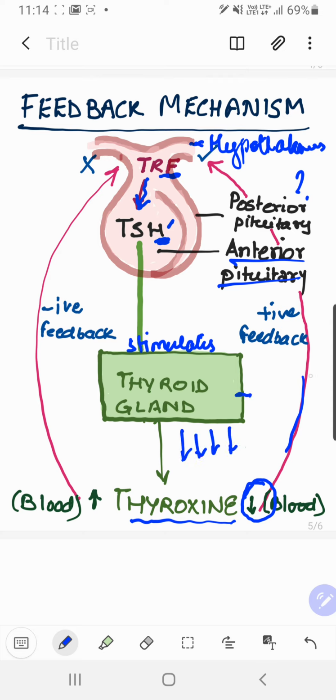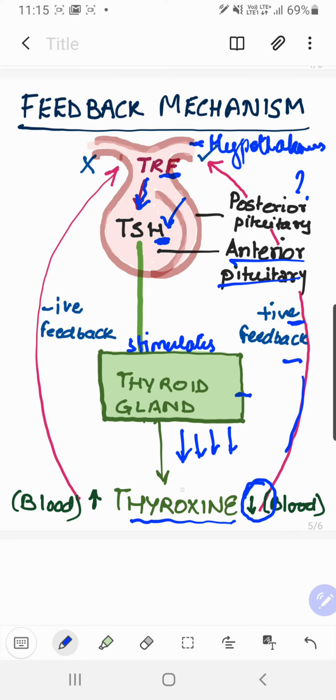So you are actually asking to start the secretion. You are actually asking to release more thyroid. So this kind of feedback is known as positive feedback. When you are sending message to hypothalamus and pituitary complex to release a hormone, that is a positive feedback, right? And it is always given when the concentration of a particular hormone in blood goes down.